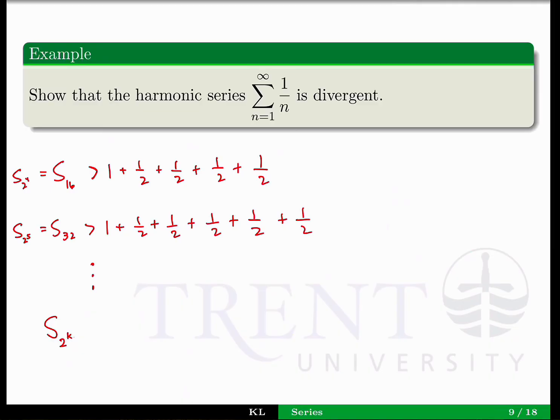But anyway, the pattern will be your S sub 2 to the k will be greater than 1 plus something. 2 to the 5, we got 1, 2, 3, 4, 5 1 halves. 2 to the 4, we got 1, 2, 3, 4 1 halves. So in here, S sub 2 to the k will be greater than 1 plus k over 2. Correct?